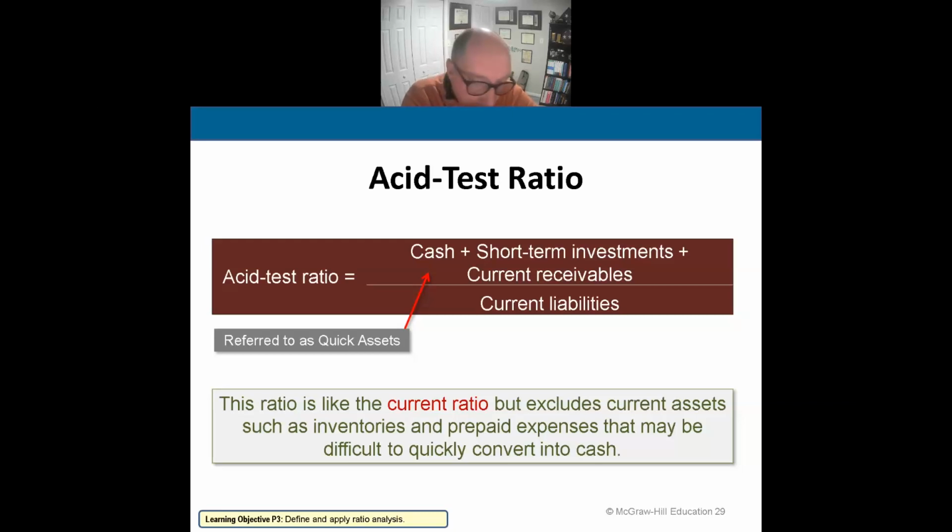Short-term investments. Some companies will buy shares of stock in other companies and sell those within 12 months. And the reason why companies do that is, of course, to raise capital, to get some additional cash flow. That's what short-term investments are, just in case you wonder. So cash plus short-term investments plus current receivables, accounts receivable, divided by current liabilities.